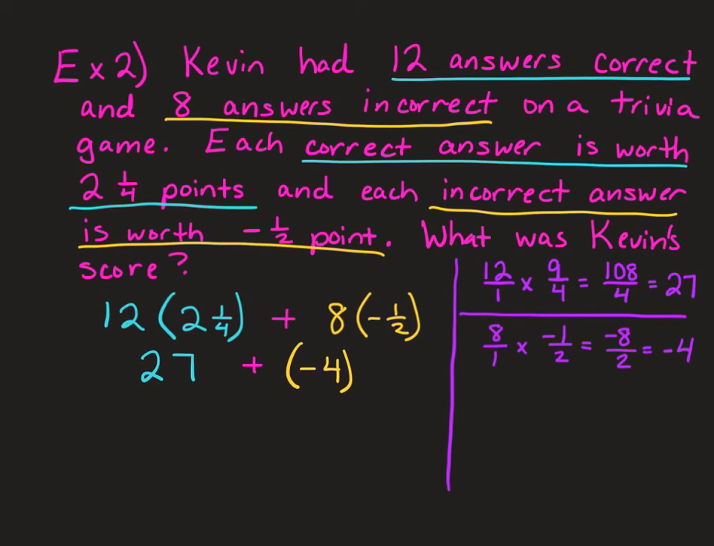And we could rewrite that as 27 minus 4, which is 23. Or we could just recognize that 27 plus -4, we're adding different signs. So we subtract to get 23, and the sign of the number with the greater absolute value is positive. So the answer is 23 is his final score.